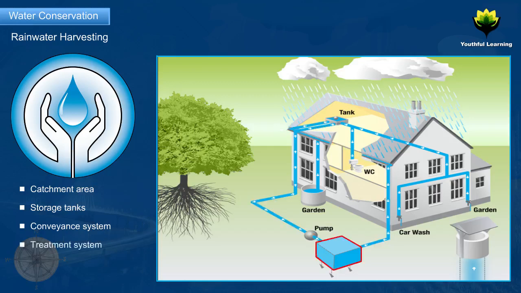4. Treatment system. It is responsible for treating the water before entering into the storage tanks. Also, water is disinfected before using the stored water. And 5. Distribution system. It includes devices used to transport the stored water after treatment to the point of use. For example, pipes and pumps.